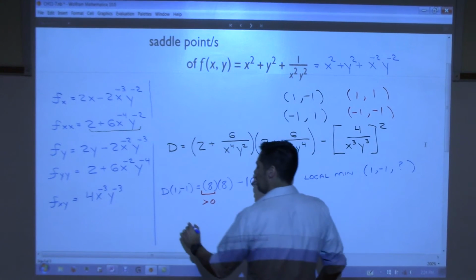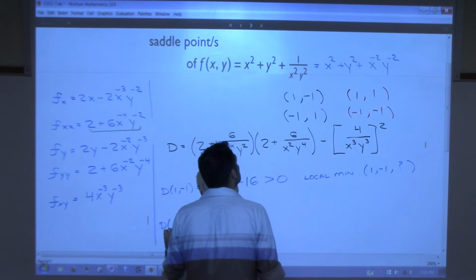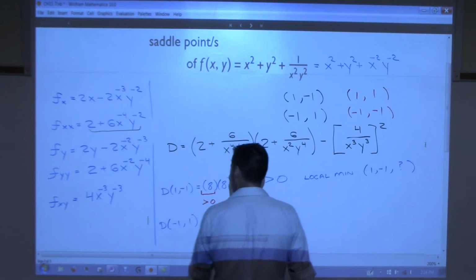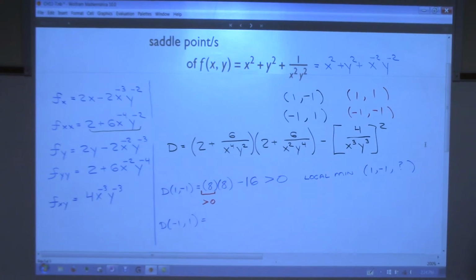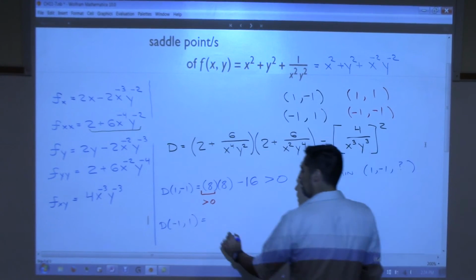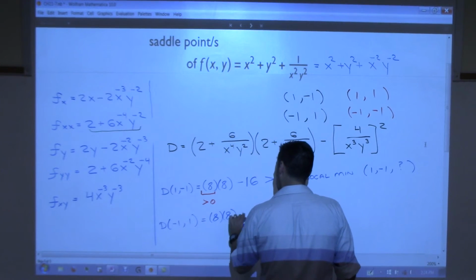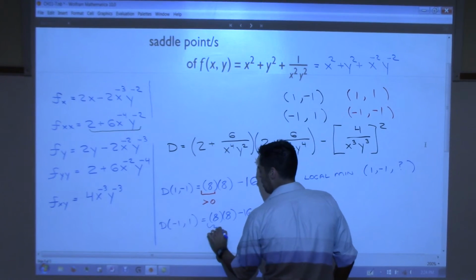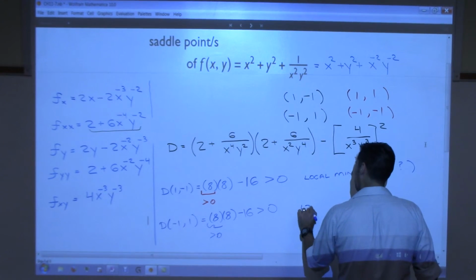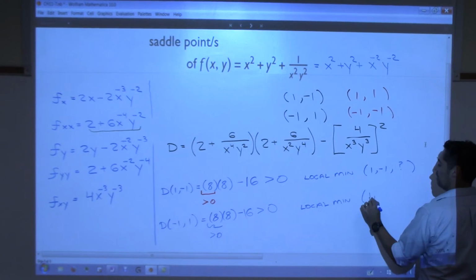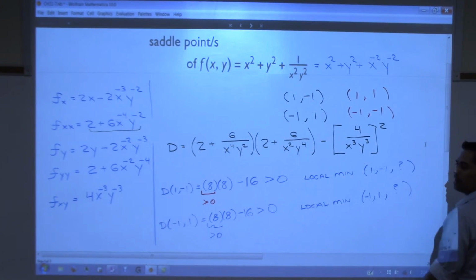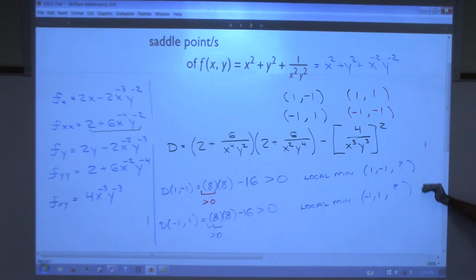All right, now I go d negative 1, 1. Is anything going to change? Nothing is going to change, right? Nothing at all? Another local min? 8 minus 16, greater than 0. This is greater than 0. Local min. In fact, are any of them going to change? They're all going to give you the same result, right? The z coordinate might be different, right? But we're going to have 4 local minimums. Right? 4 local minimums.